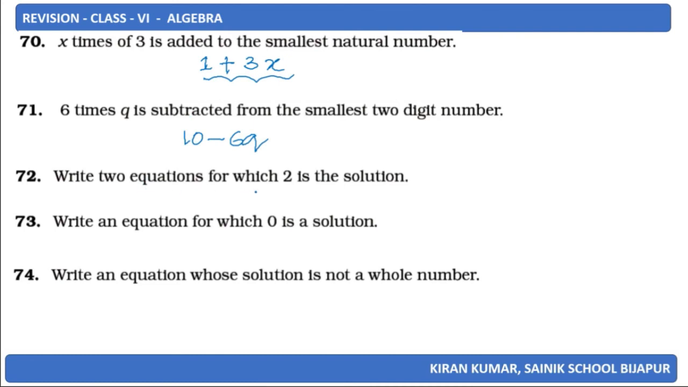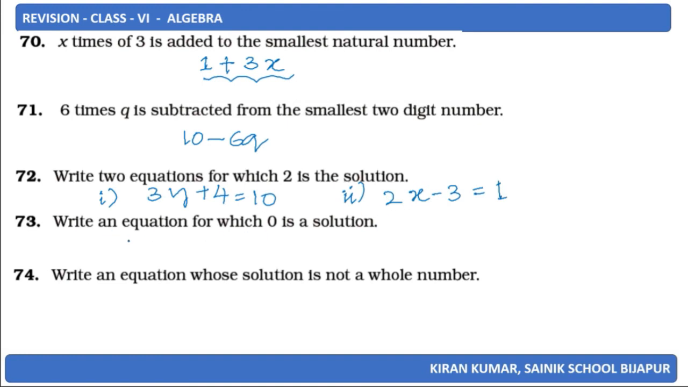Write 2 equations for which 2 is a solution. I can write any 2 equations. The first one I'll be writing as 3y plus 4 equal to 10. You can simplify, and you will get the value of y as 2. One more equation I'll consider is say 2x minus 3 equal to 1. Solve this and find the value of x. You'll get it as 2.